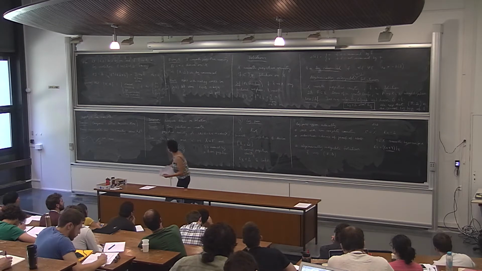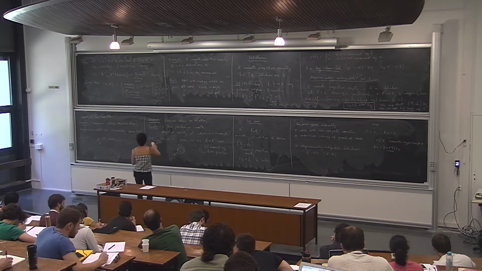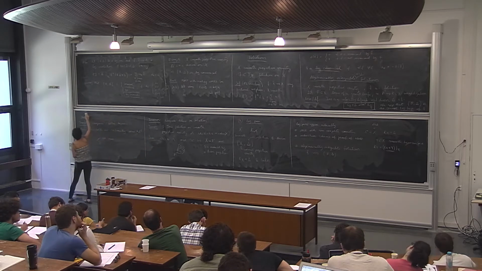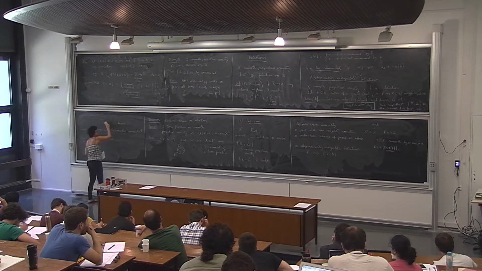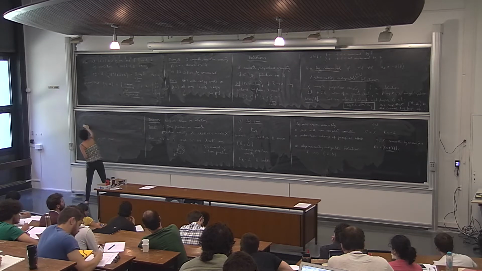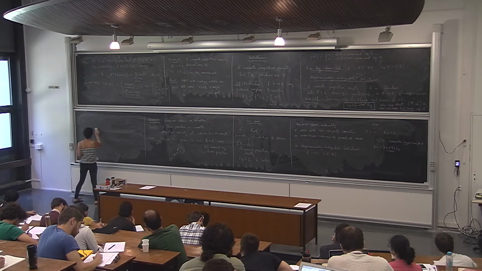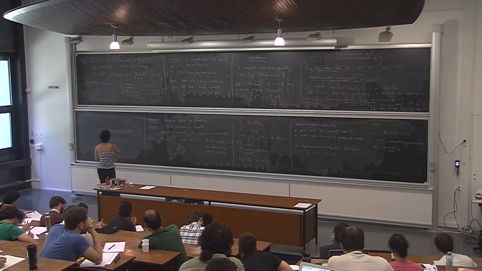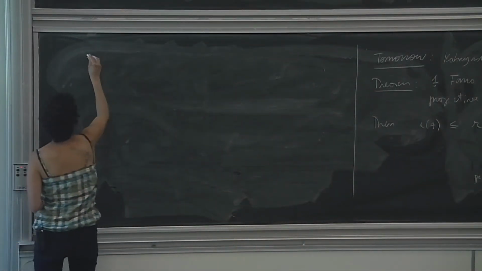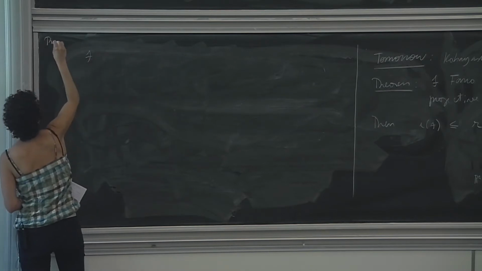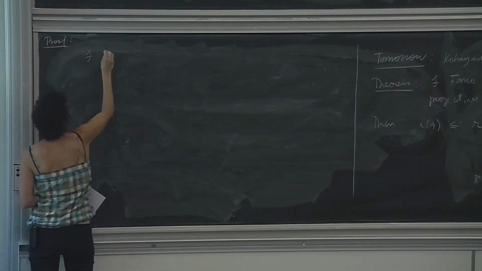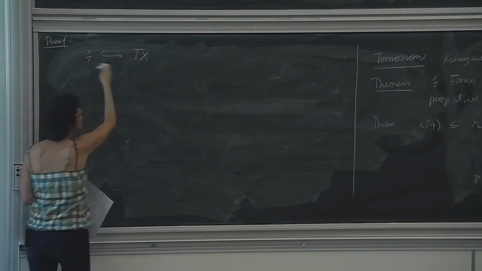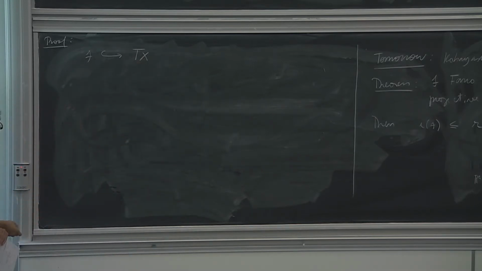Okay, so let me quickly tell you why. This is very easy to show that it exists and it's natural. If you have a foliation on X, so we have this inclusion of sheaves.